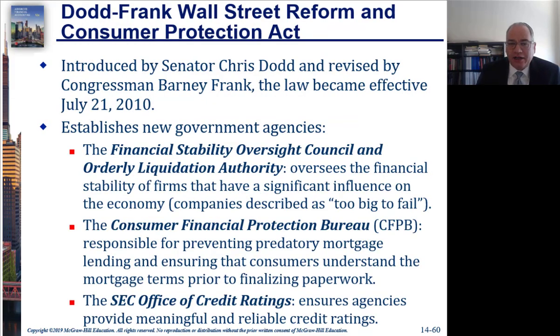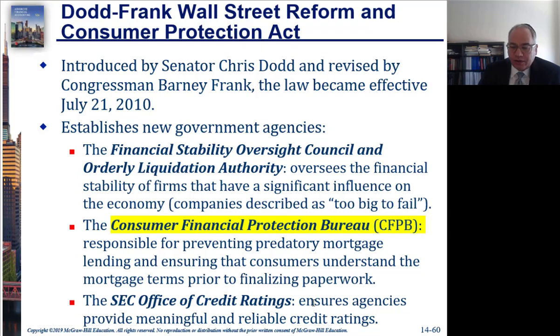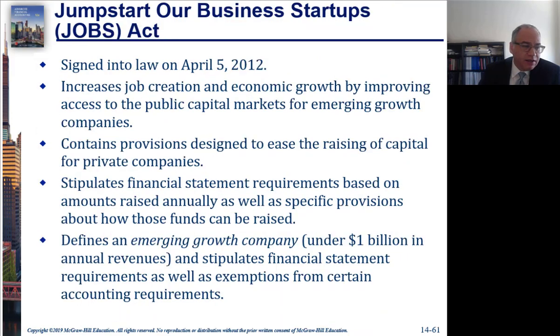Dodd-Frank has some additional items. These are less relevant to accounting, more relevant really to corporate finance. Financial Stability Oversight Council and Orderly Liquidation Authority oversees financial stability of firms. The Consumer Financial Protection Bureau, this has been weakened under the subsequent administration. It is supposed to prevent predatory mortgage fraud. This was all in reaction to the 2008 mortgage problem. And the SEC Office of Credit Ratings should be ensuring agencies provide meaningful credit ratings.